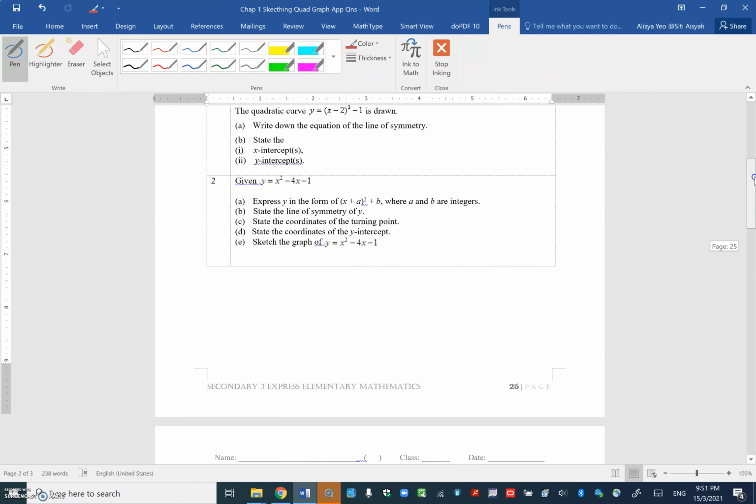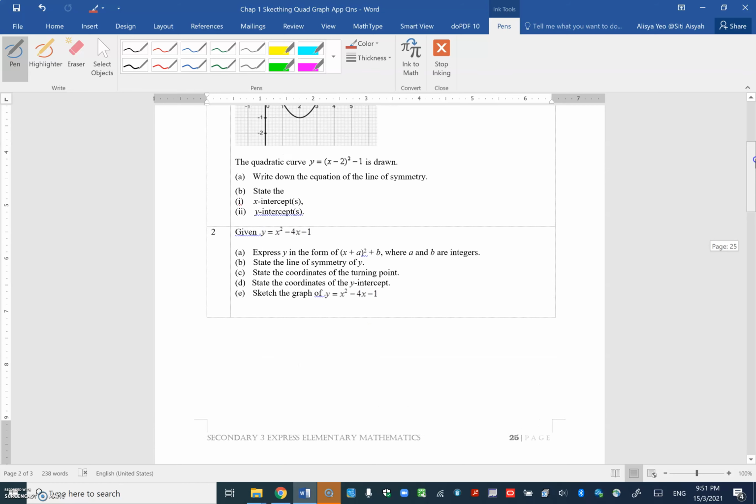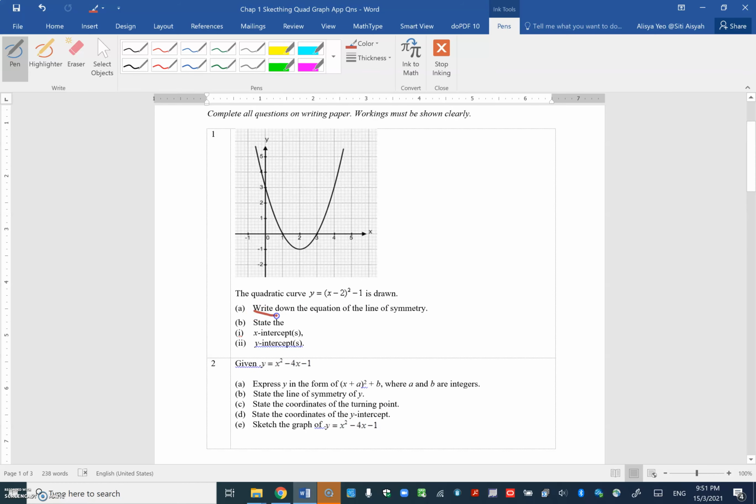Okay, you're given this. Sorry, question 2 also I'm not going through. It is just sketching of graph. Now we're looking at question 1. All right, so question 1, they ask you to write down. So again, write down means no working needed. The equation of line of symmetry. So this is what we've done before.